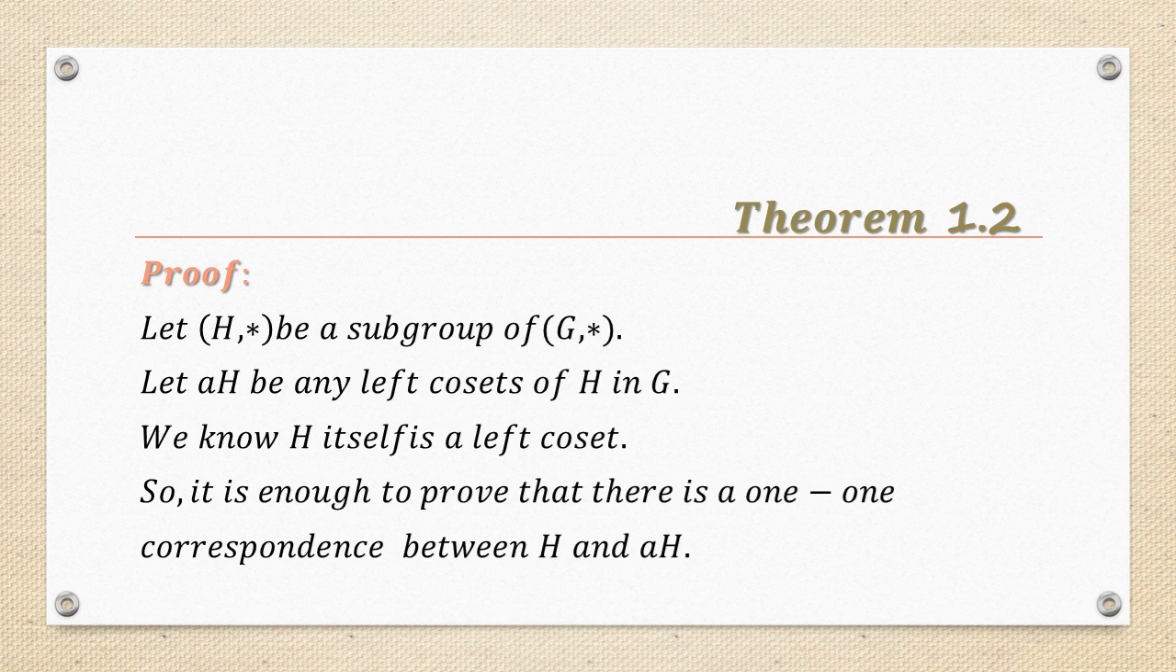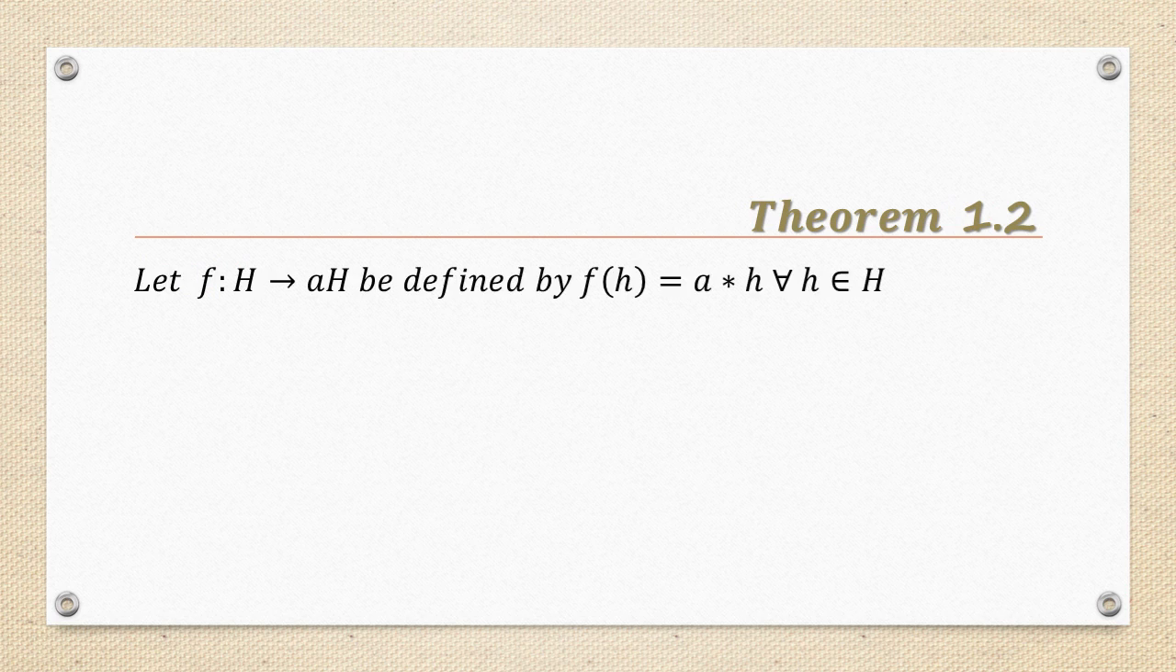For proving a one-to-one correspondence between two sets, we need to define a function between them and show that the particular function is 1-1 and onto. So for that, we are going to define a function between H and aH. Let the mapping f from the set H to aH be defined by f of h is equal to a star h, for all h belonging to H.